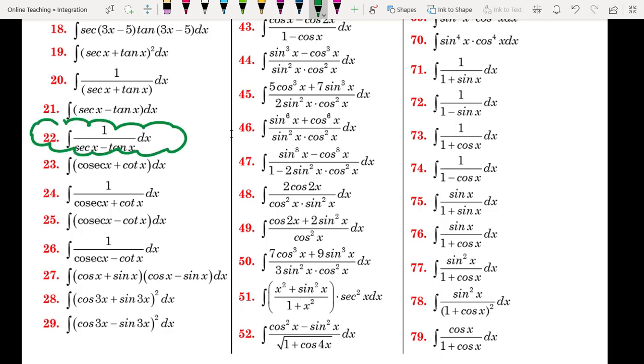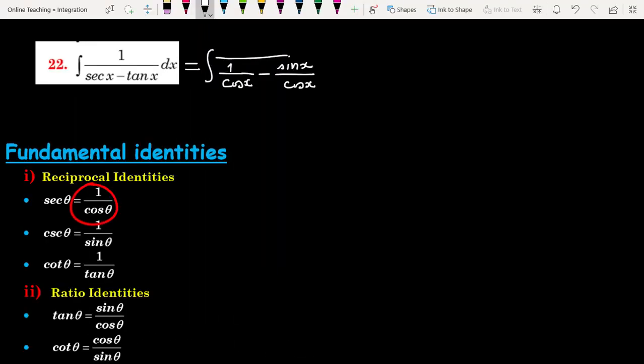22nd problem. We use reciprocal identities and linear identities to write secant and tangent.